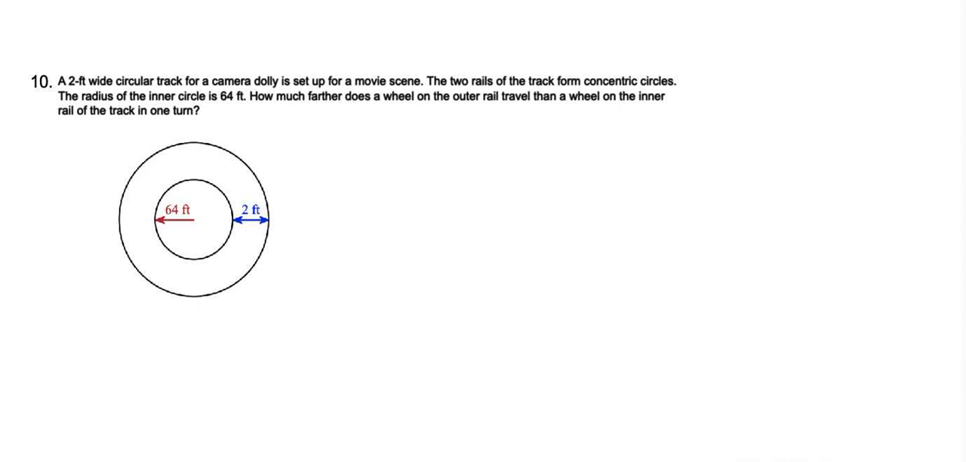Next, I have this great application problem. It says a 2-foot wide circular track for a camera dolly is set up for a movie scene. If you want to, you can look in your text. They have a diagram of this. The two rails of the track form concentric circles. That just means they're circles in the same plane with the same center. The radius of the inner circle is 64 feet.